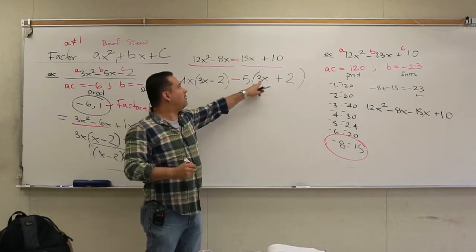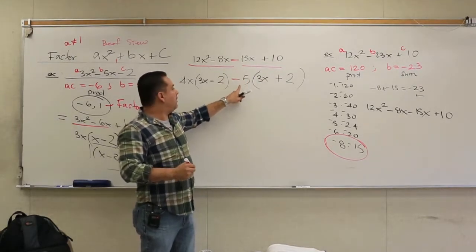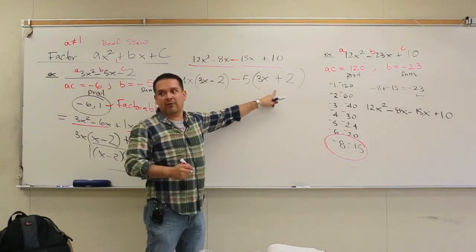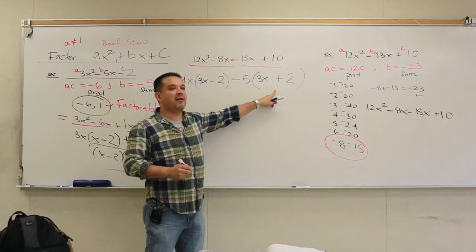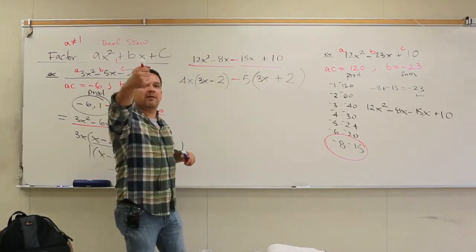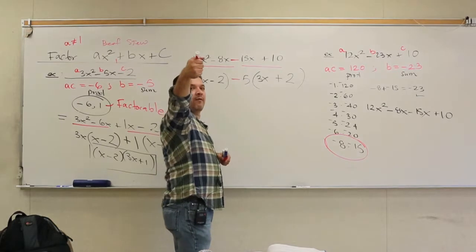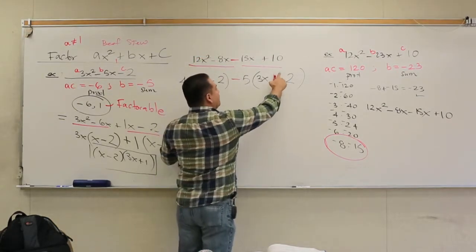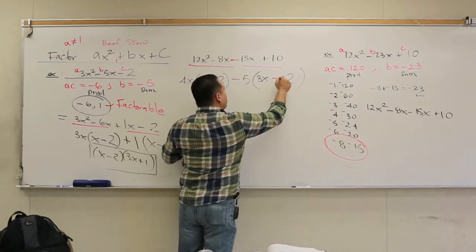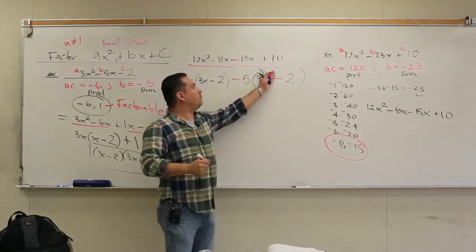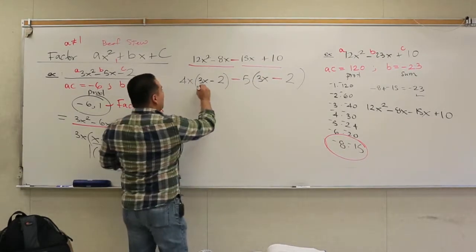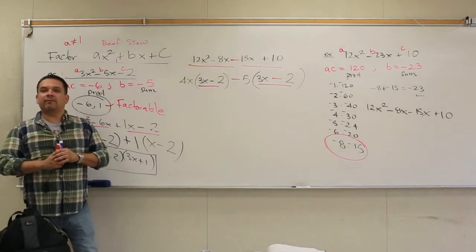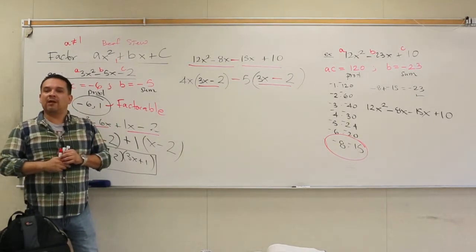Negative 5 times 3x, negative 15x. Negative 5 times positive 2, that's negative 10. Is that true? It can't be negative 10. It has to be positive 10. What was our fix? We're careful. Make this negative. Is negative 5 times negative 2 positive 10? Isn't this the same? Can't you now take the common term out? Yes. It's up to you.